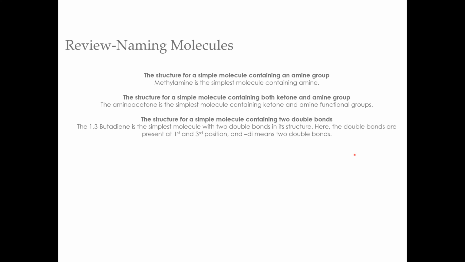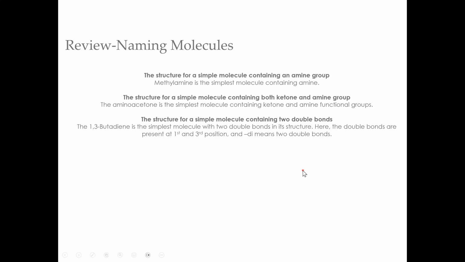So if we have a simple molecule that has an amine group, methylamine is the simplest molecule to contain amine. And a simple molecule containing both ketone and amine group is aminoacetone. And it has both ketone and amine functional groups in it, just like we were asking for. So a simple molecule containing two double bonds is 1,3-butadiene. It has two double bonds in the structure, and the double bonds are present at the first and third position, and di means two double bonds.